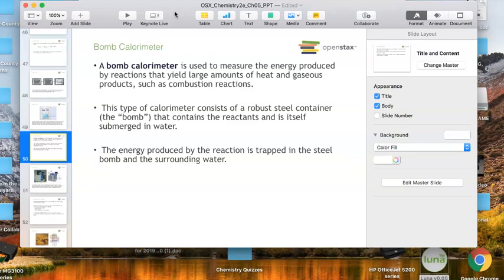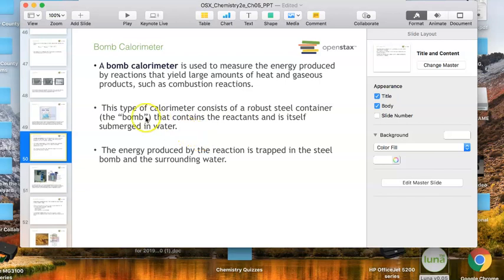Okay, so bomb calorimetry is used to measure energy produced by reactions that yield large amounts of heat and gaseous products, such as combustion reactions. So, for example, if you want to measure the amount of heat in gasoline, or just setting something on fire like glucose, you can take glucose and catch it on fire and figure out how much heat is given off by the combustion reaction with glucose burning with oxygen.